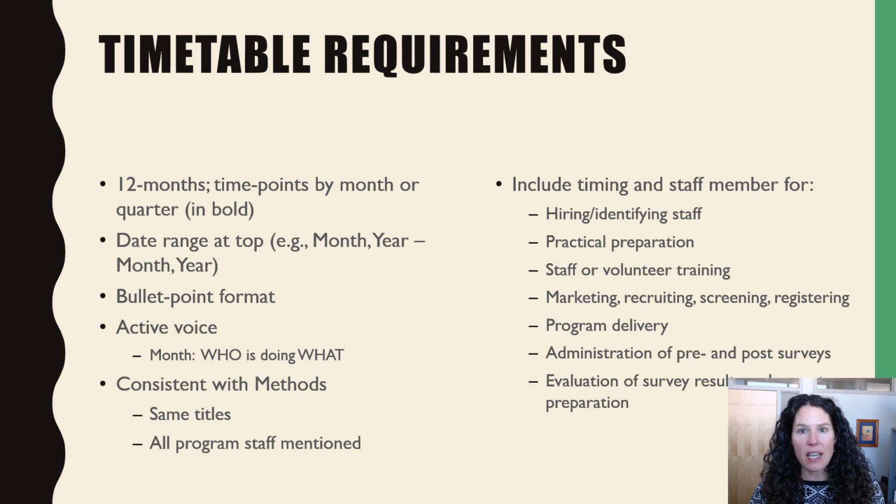You'll list the date range up at the top. Again, it's all in bullet point format. You'll see that it's structured. Each bullet point is the name of a staff member that you've described in the method section and what they're doing. It's really important that this is consistent with the method section. We need to have all the same titles, all the same program staff that have been discussed in methods should also be mentioned somewhere in the timetable, and vice versa. So it should all match up.